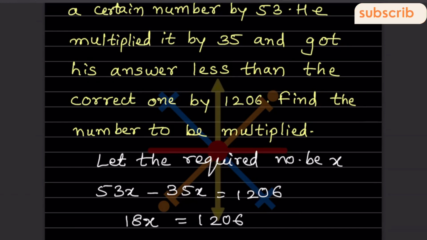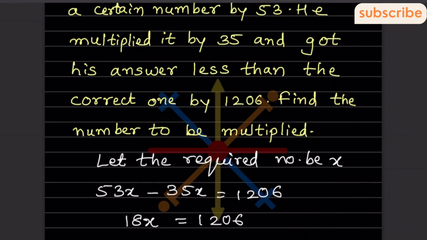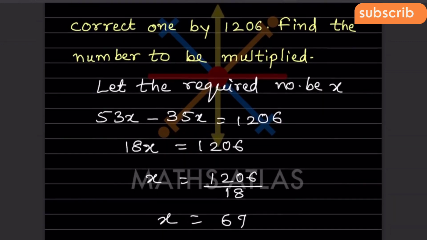So when you divide this, let us divide and see 1206 by 18. So 18, if we take, this will be 108. 18 6s are 108. So 126. So 18 7s are 126. So the answer should be 67. So x is 67. So we'll write here: hence the number to be multiplied is equal to 67.